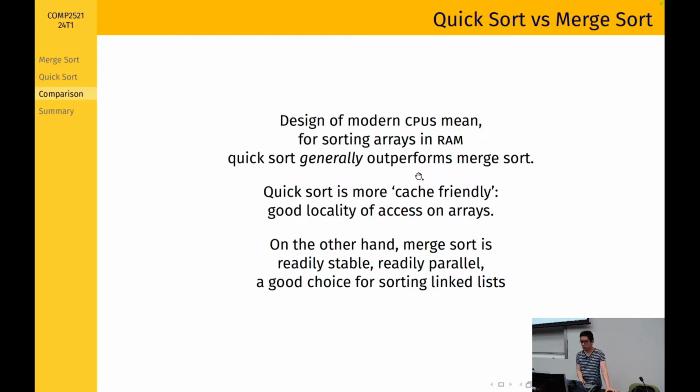And what a cache is: if you don't have a cache, right, then the program has to access RAM in order to perform any operations on arrays. But if you have a cache, then the cache can actually store some of the memory in RAM closer to the CPU, right, which is faster to access. And because merge sort uses two arrays during the merging process, it's kind of less cache friendly.